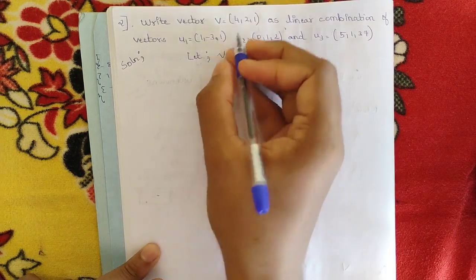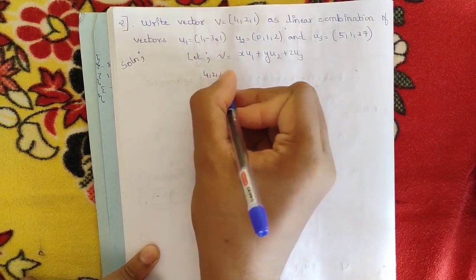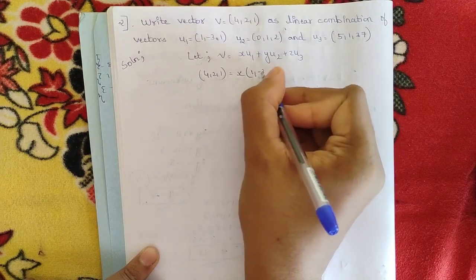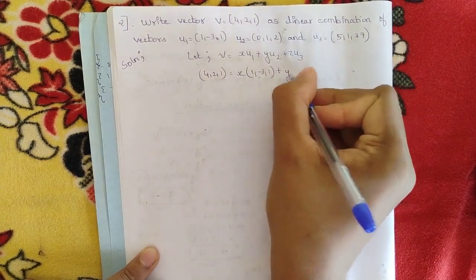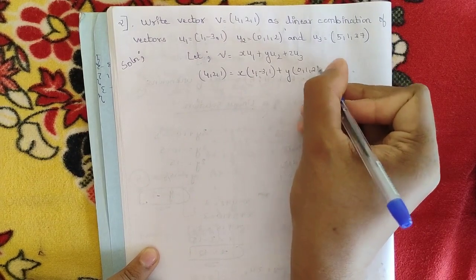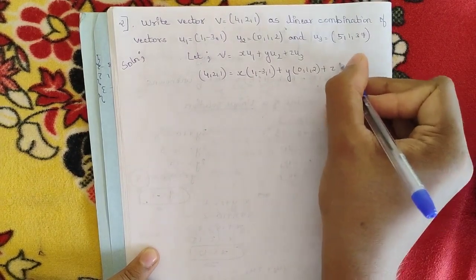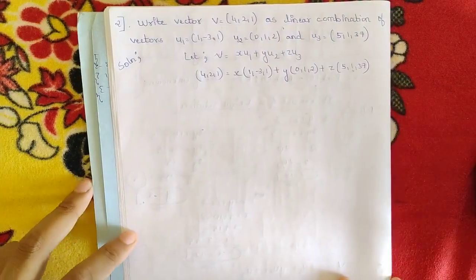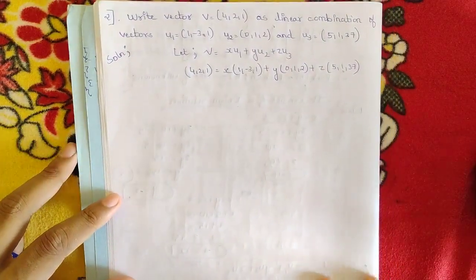That is v is 4, 2, 1: x into u1 is 1, minus 3, 1, plus y into u2 is 0, 1, 2, plus z into u3 is 5, 1, 37. Okay, so in this way it is represented.